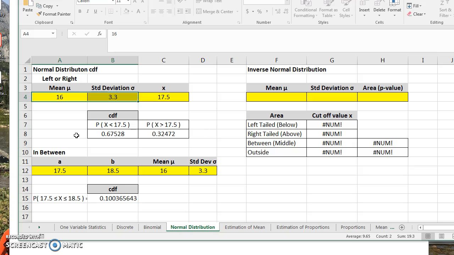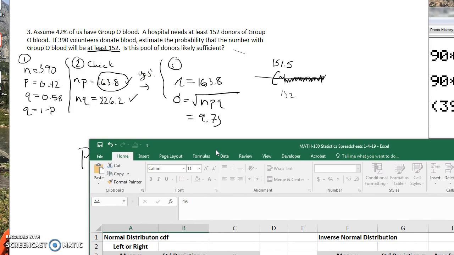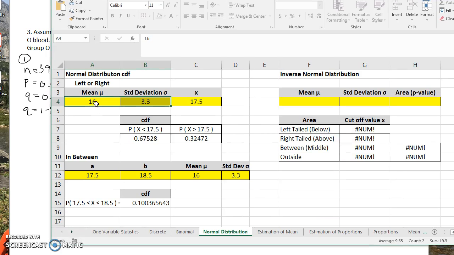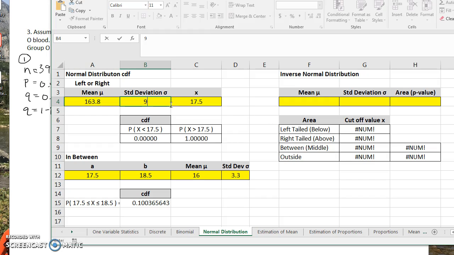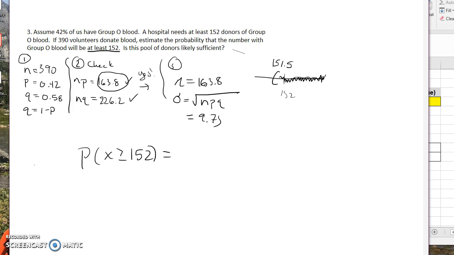So the probability that we get at least 152 donors is equal to, we're going to go to the Excel spreadsheet now. Our mean was 163.8. Our standard deviation was 9.75. And that x value we said was going to be 151.5. And we get 89.6%. So about 89.6% of the time, we will have enough donors.